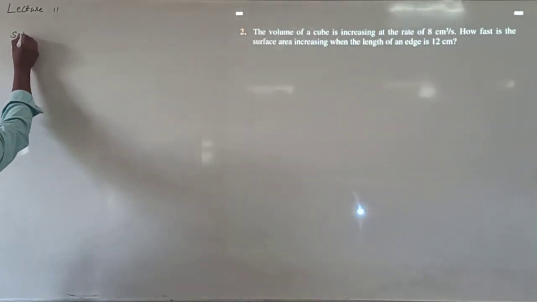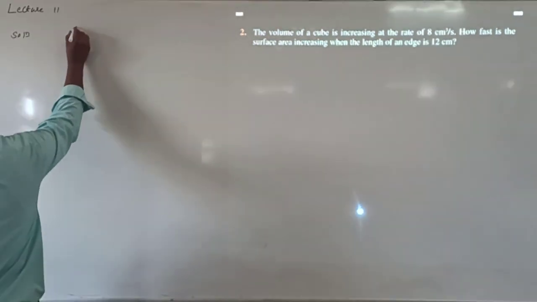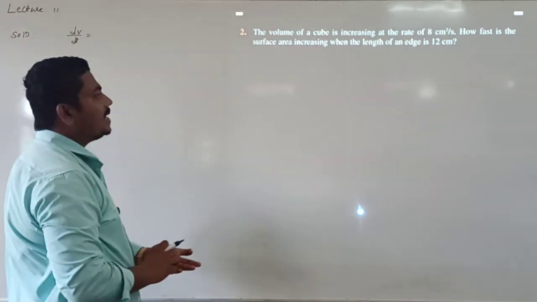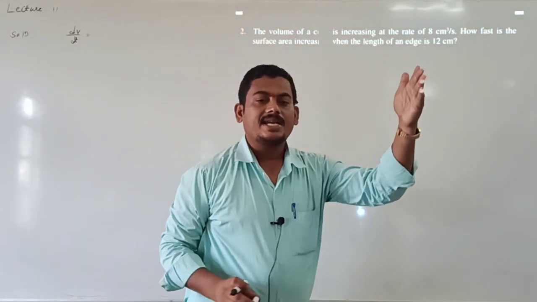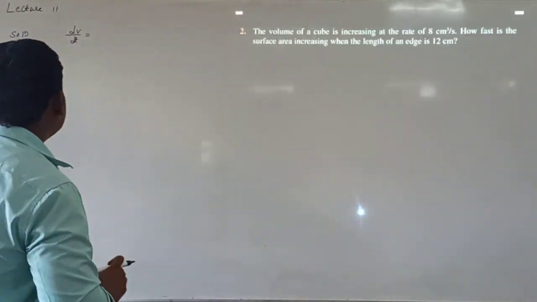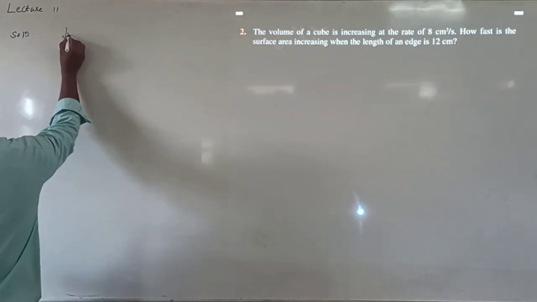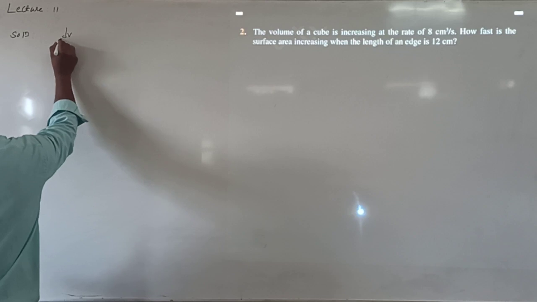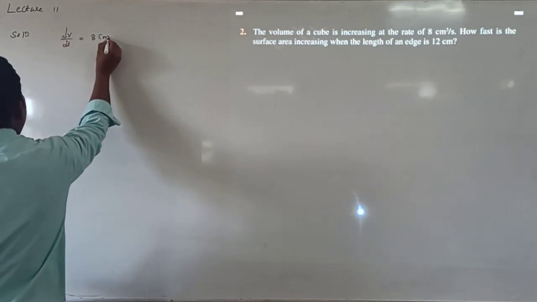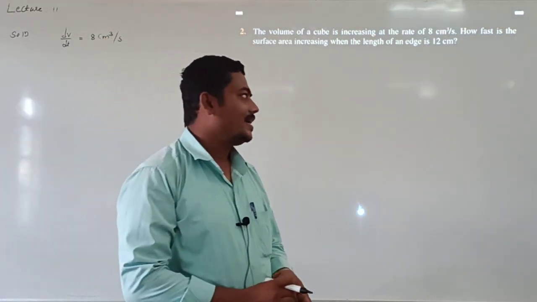What have they given? The volume of the cube is increasing, which means dV by dt they have given. Why? Because 8 cubic centimeter per second means volume is changing with time. So dV by dt is equal to 8 cubic centimeter per second.